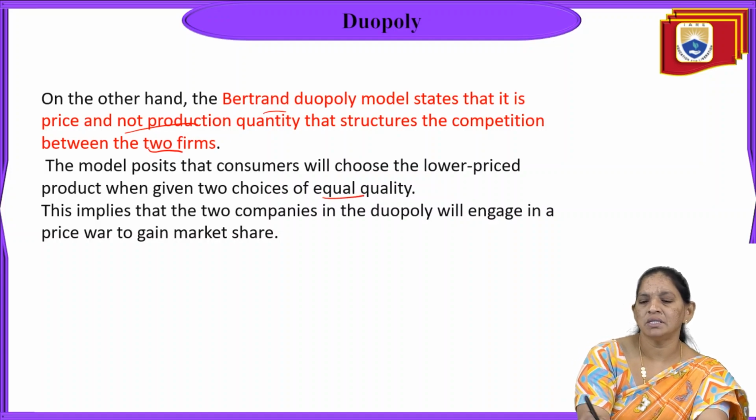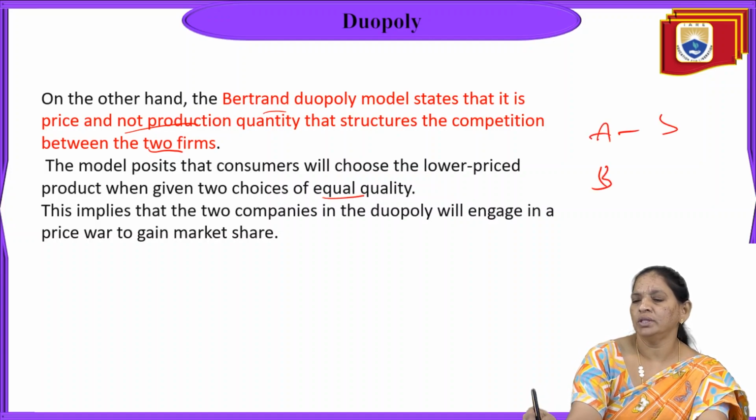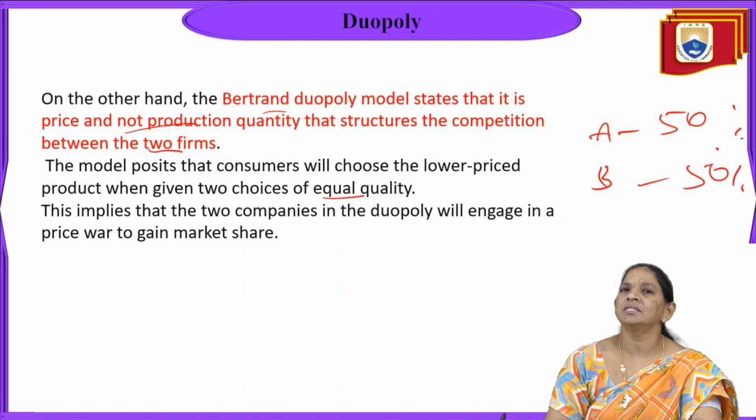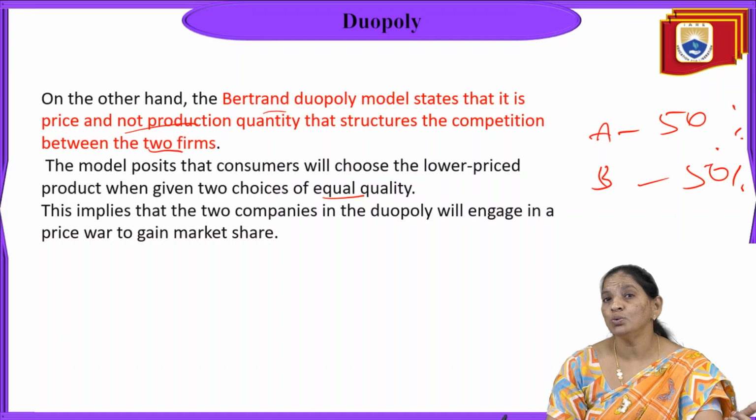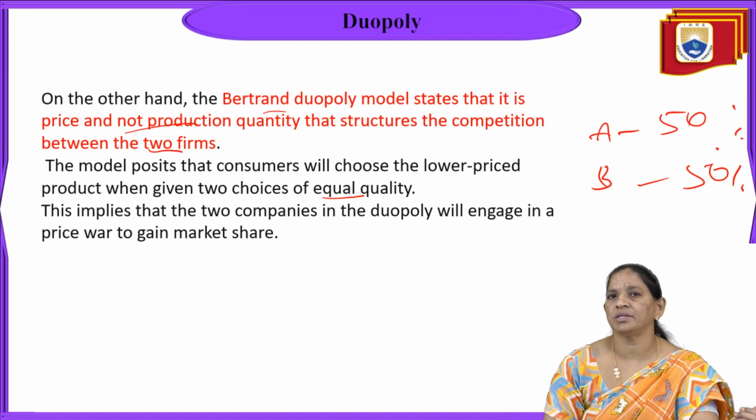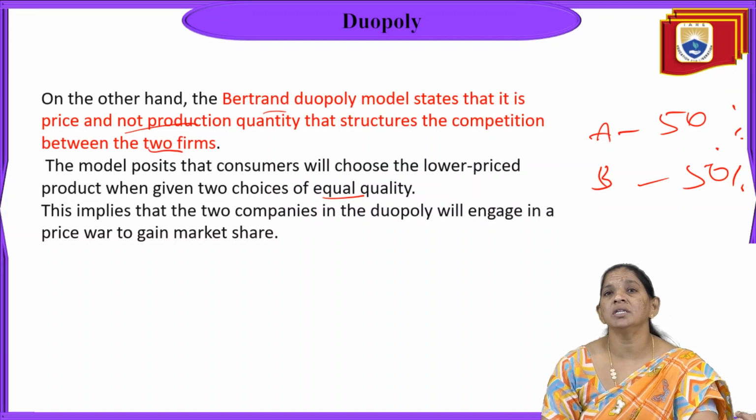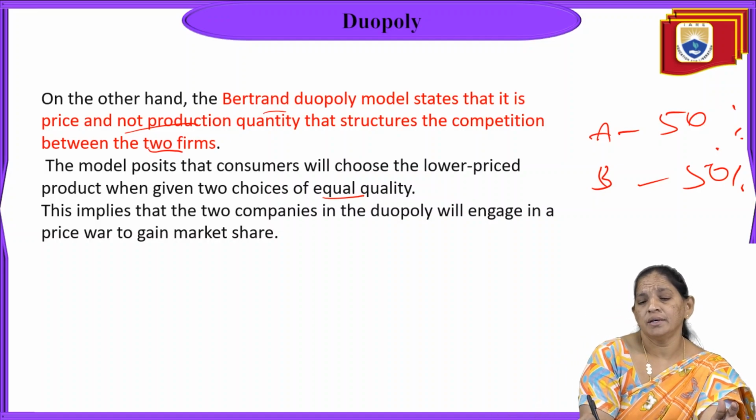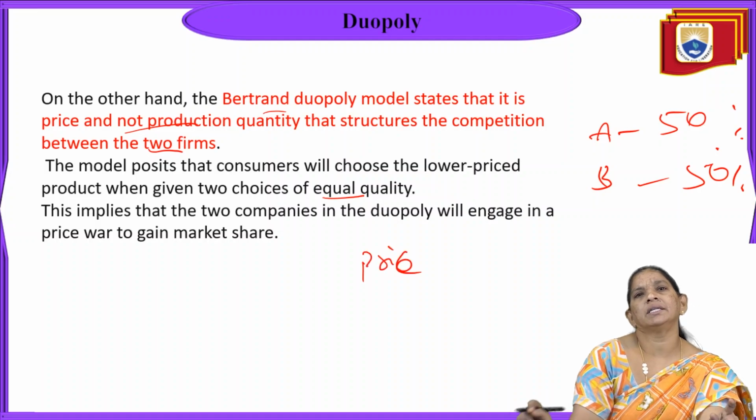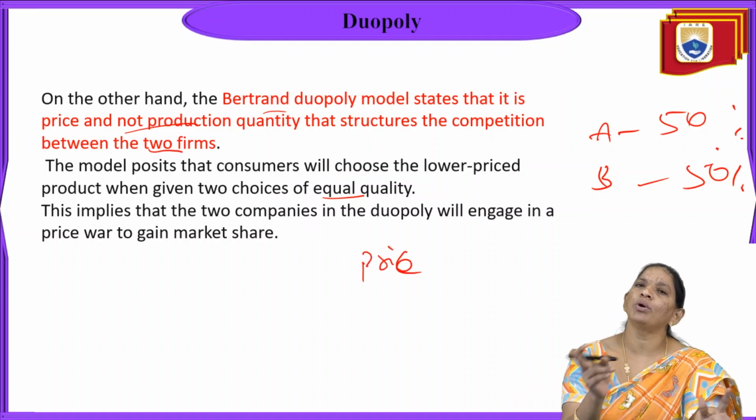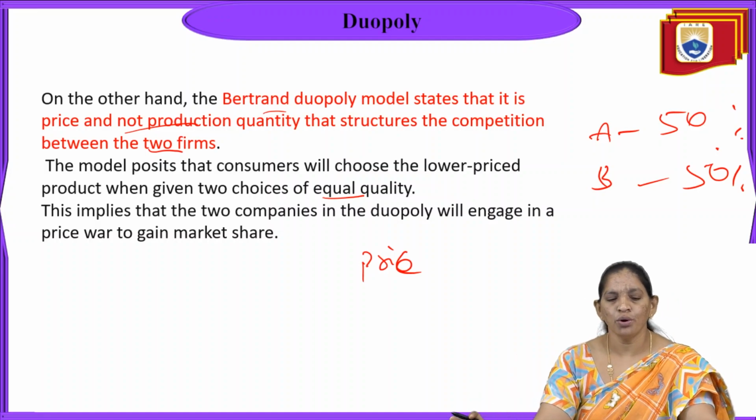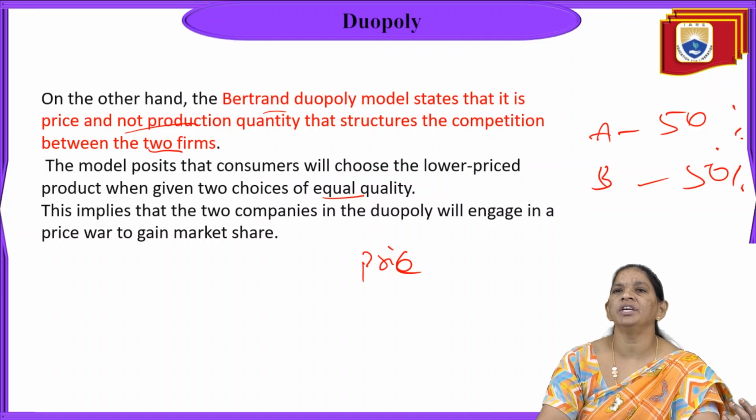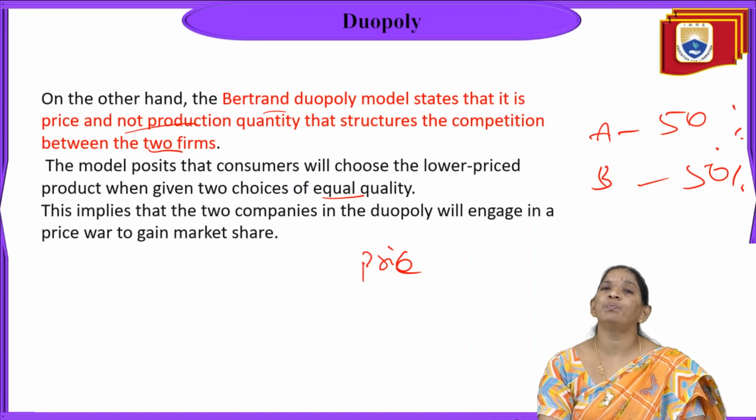As both A and B are sending 50% and 50% of the products to the market, we can say that whatever the consumer chooses, the products are all alike. Then the consumer has a chance of choosing the product based upon price, meaning the consumer wants to purchase the product that is offered at a lower price. So this implies that these two companies in a duopoly will engage in a price war.